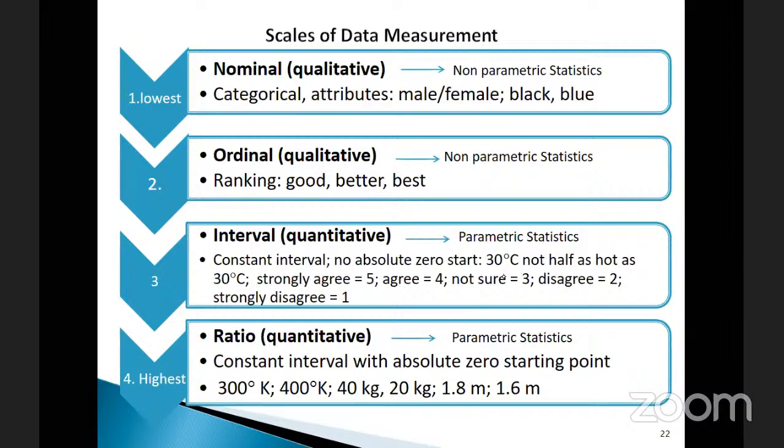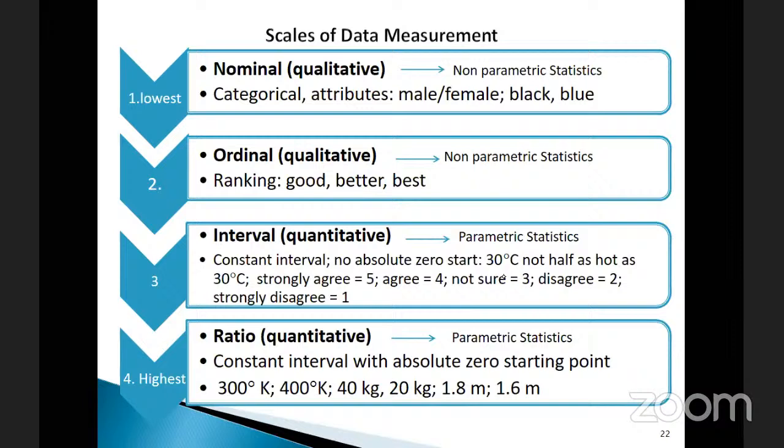Ordinal is qualitative also. It is ranking. This is better than that. This drug is more potent than drug B. You don't know by how much, but all you know is that in terms of potency, one is higher than the other. So again, this is ranking.